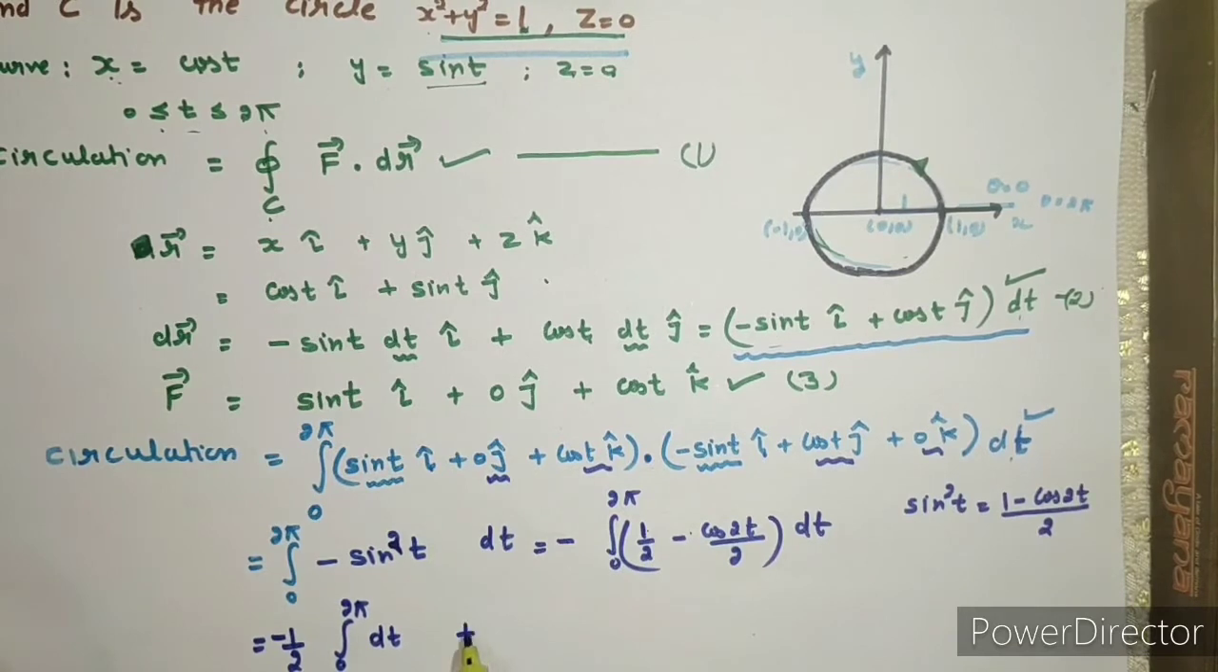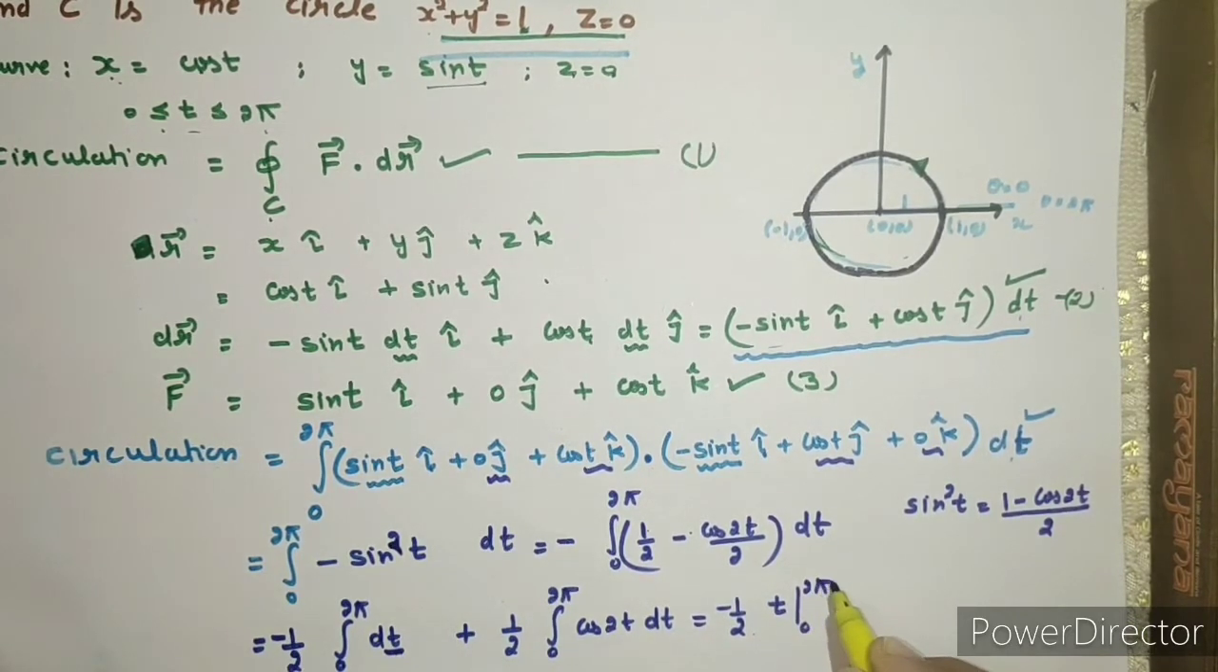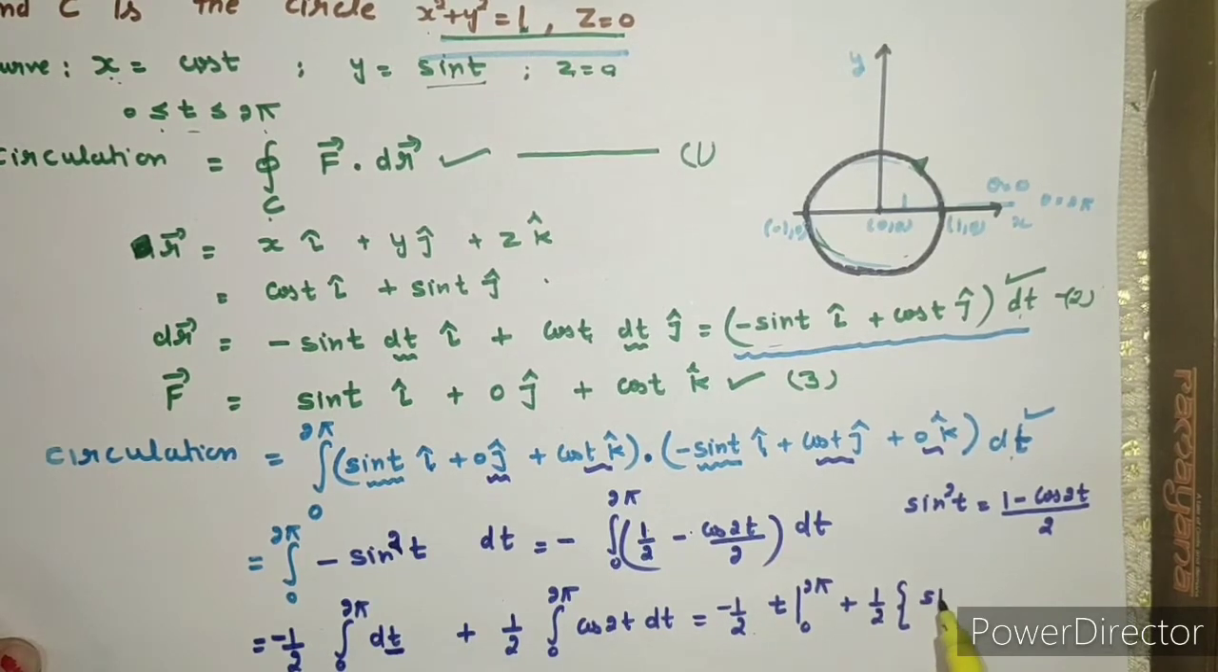This minus minus is plus. This is 1 by 2, 0 to 2 pi, and cos of 2t and dt. This is equal to minus 1 by 2 as it is. The integration is t, the limit of integration is 0 to 2 pi. This is half, and what does the integration of cos become? That is sin 2t divided by the differentiation of the inside term. So what will the differentiation of 2t be? 2. The limit is 0 to 2 pi.